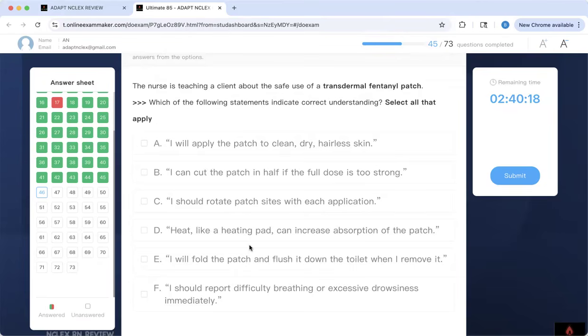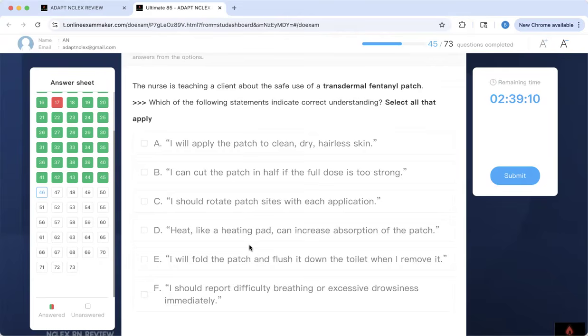I will apply the patch to clean, dry, hairless skin. I can cut the patch in half if the full dose is too strong. I should rotate the patch site with each application. Heat, like a heating pad, can increase absorption of the patch. I will fold the patch and flush it down the toilet when I remove it. I should report difficulty breathing and excessive drowsiness immediately.